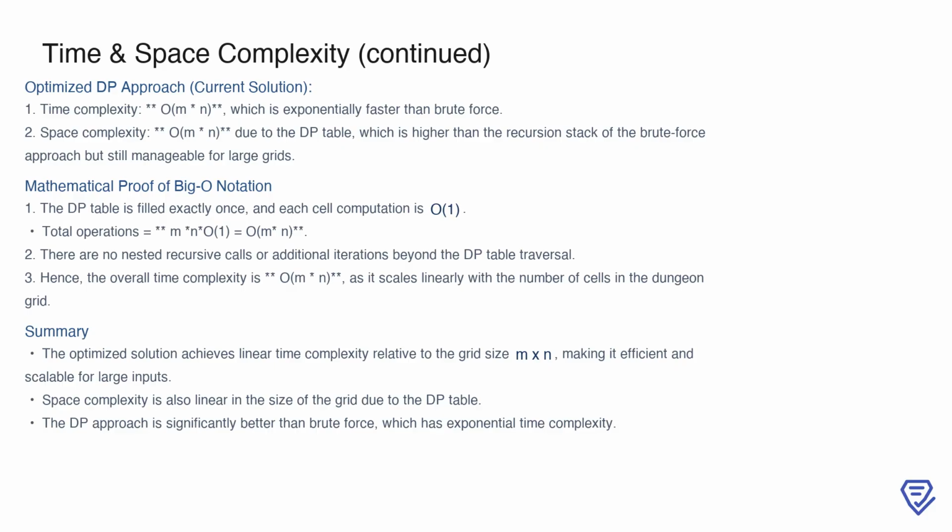This results in a total of m*n*O(1) operations, simplifying to O(m*n). There are no additional recursive calls or loops beyond the traversal of the DP table, confirming that the time complexity scales linearly with the number of cells in the grid. In summary, the optimized solution achieves linear time complexity relative to the grid size, making it both efficient and scalable for large inputs. The space complexity is similarly linear, and the DP approach is vastly superior to brute force, which suffers from exponential time complexity.